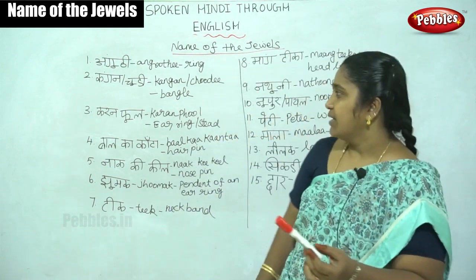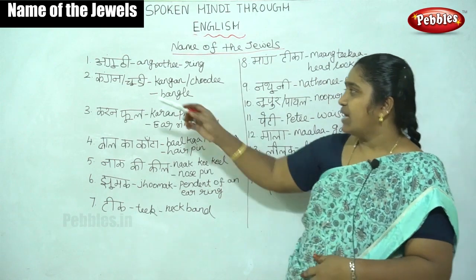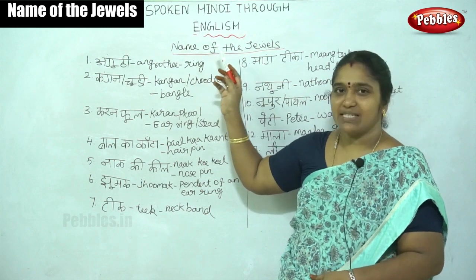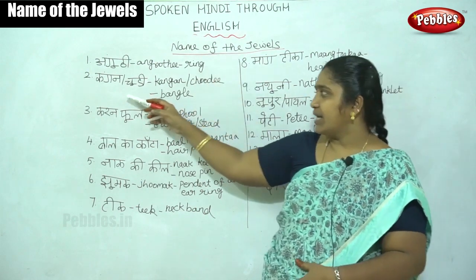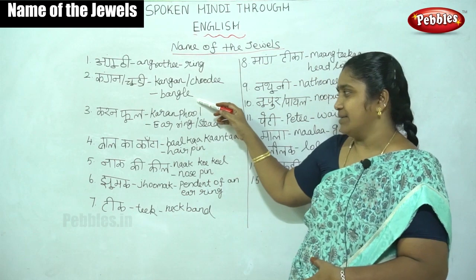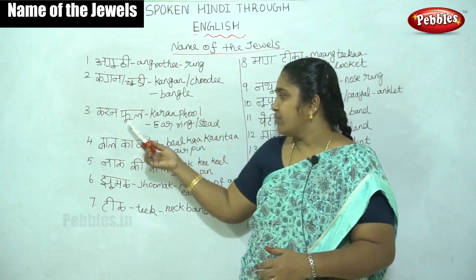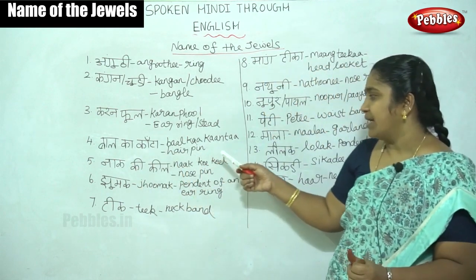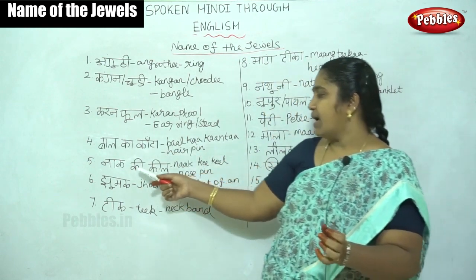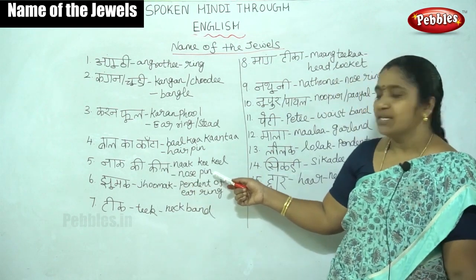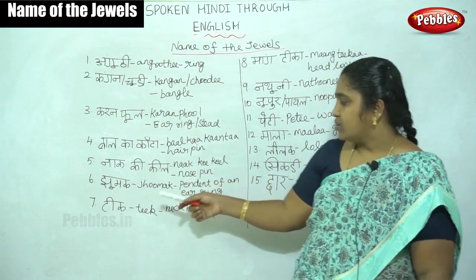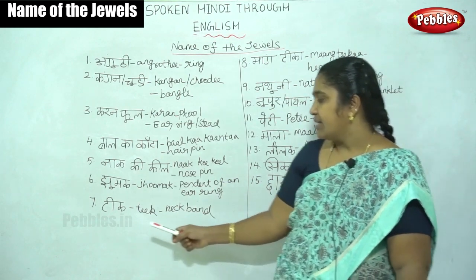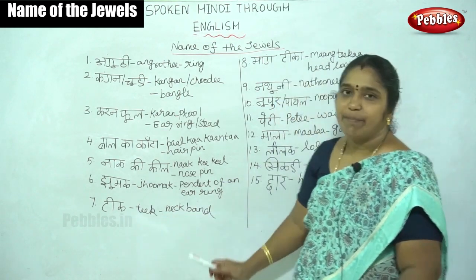Okay, like that. Then once again we can see anguti. Anguti is a ring which is important in marriages. Then kangan chudi, bangle. Karan phool is an earring. Balka kanta means hairpin. Then naak ki kheel is a nose pin. Then jumak is a pendant of an earring. Then teak is a neck band.